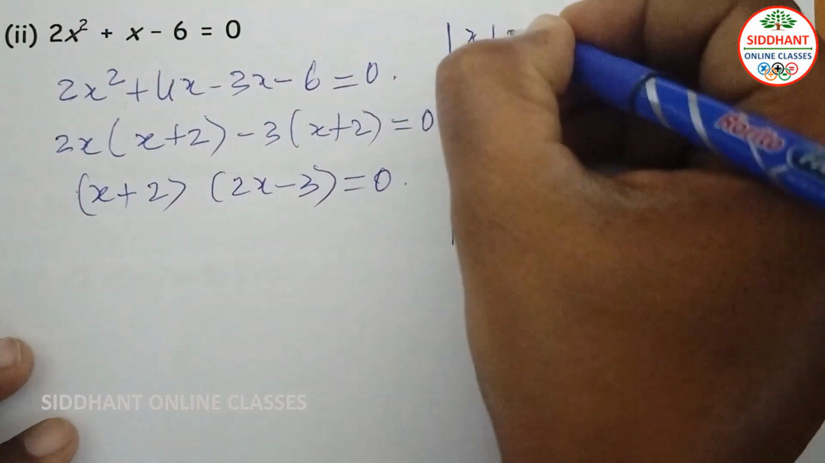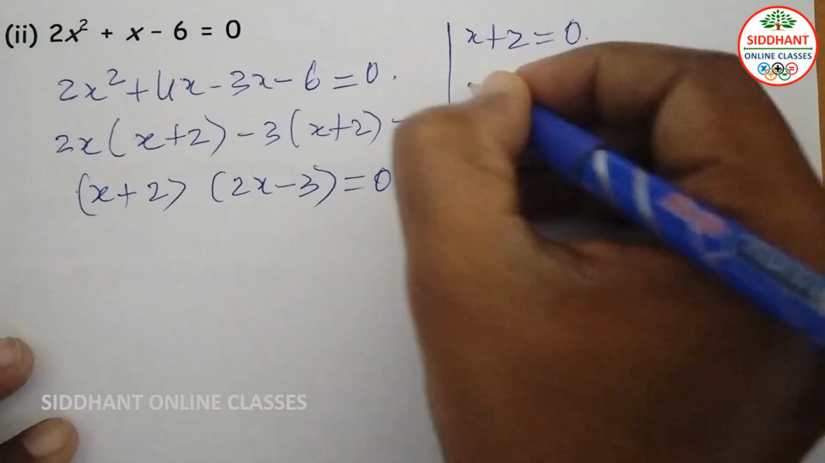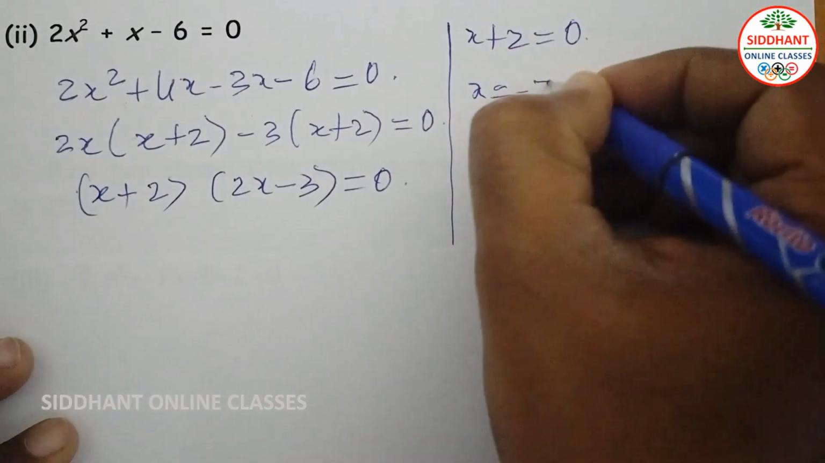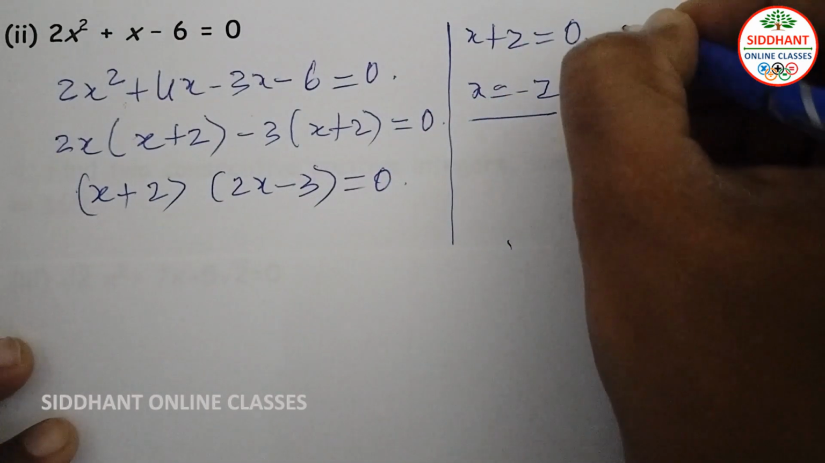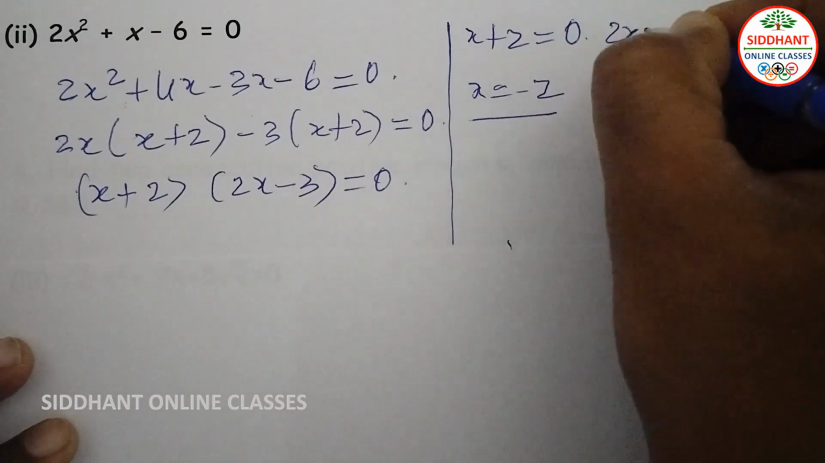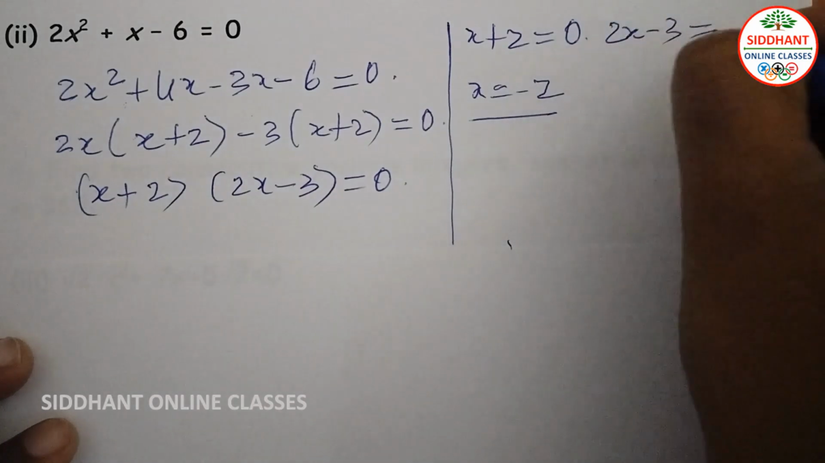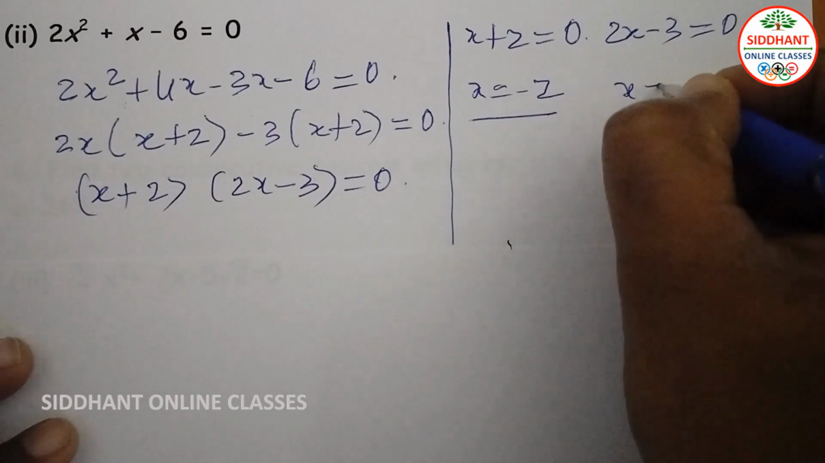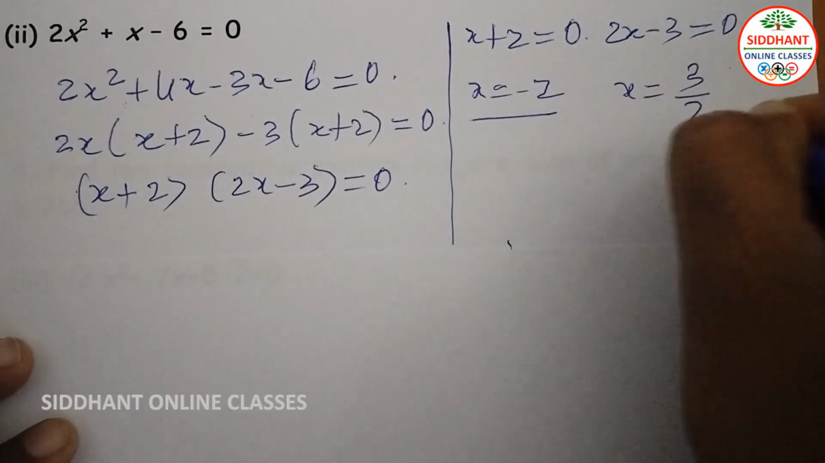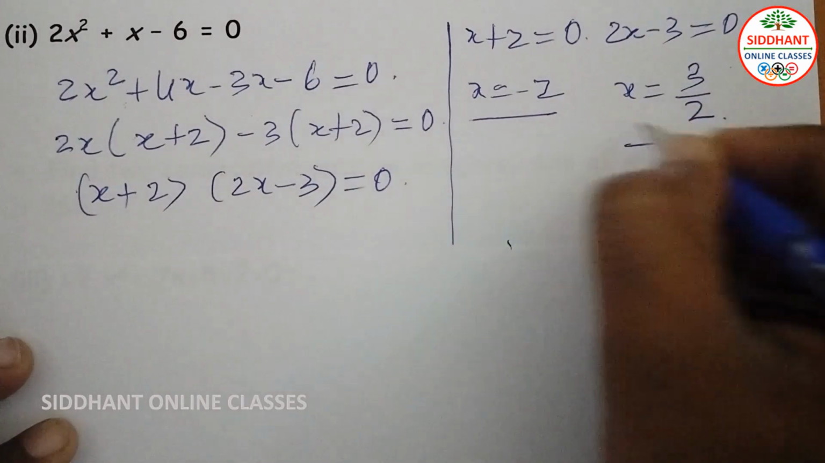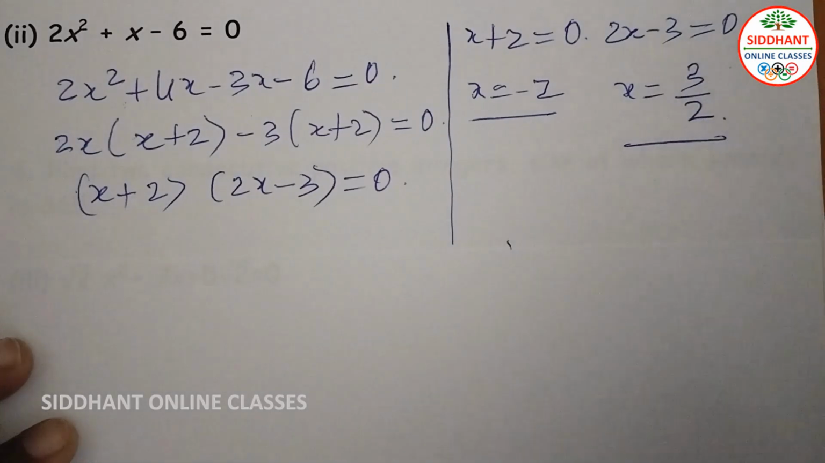So x plus 2 equal to 0, that means x equal to minus 2. Next 2x minus 3 equal to 0, that means x equal to 3 by 2 here. So one is minus 2, another is 3 by 2 here.